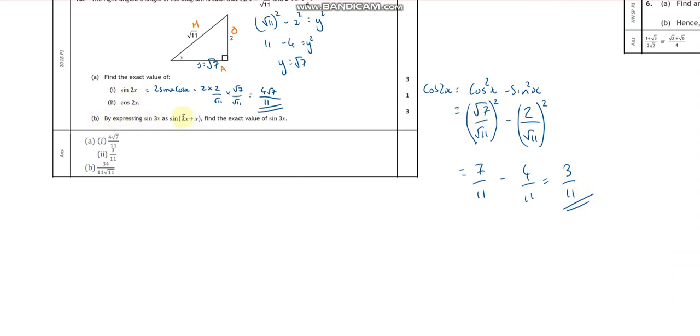And the last bit looks a tiny bit different, doesn't it? Now it's saying by expressing sine of 3x as this, find the exact value of sine of 3x. Well, it's not much different, okay? We've still got effectively sine of a plus b. So I'm going to use my sine A plus B formula.